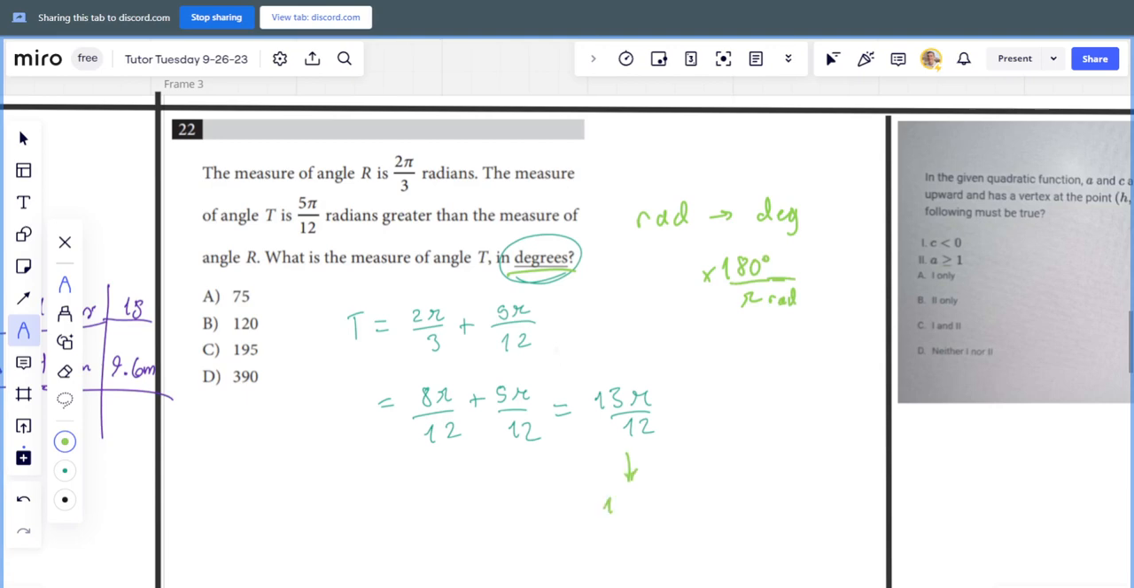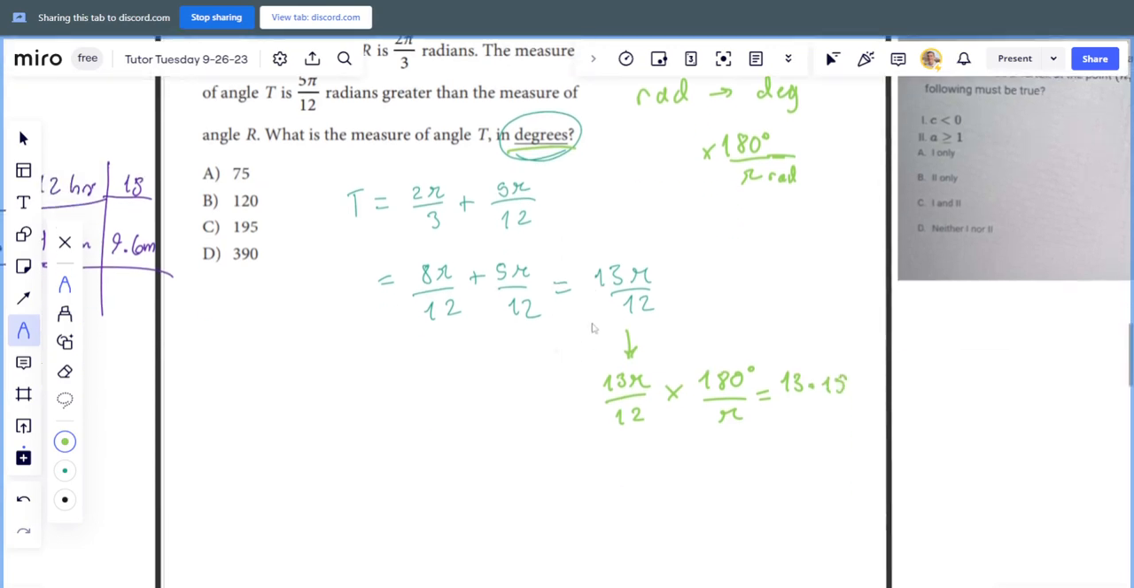So we take that 13 pi over 12, multiply it by 180 degrees over pi, and what 180 divided by 12 is like 15, yeah, so we get 13 pi, pi over pi cancels out as well, so we get 13 times 15. What's that going to be, chat? There's only one answer choice that looks like it matches. C, exactly. 13 times 15, that's our final answer. That's 195.